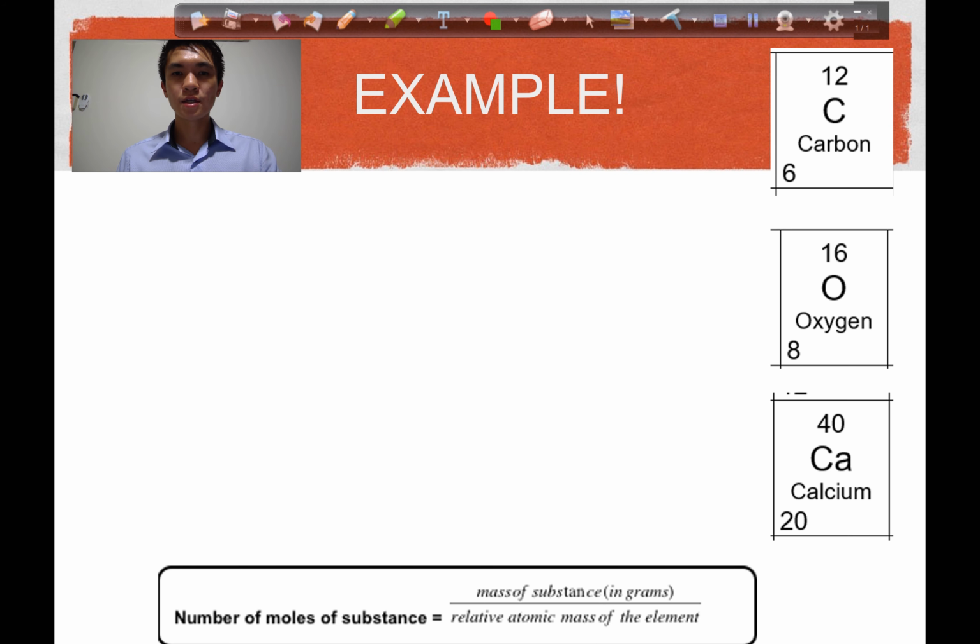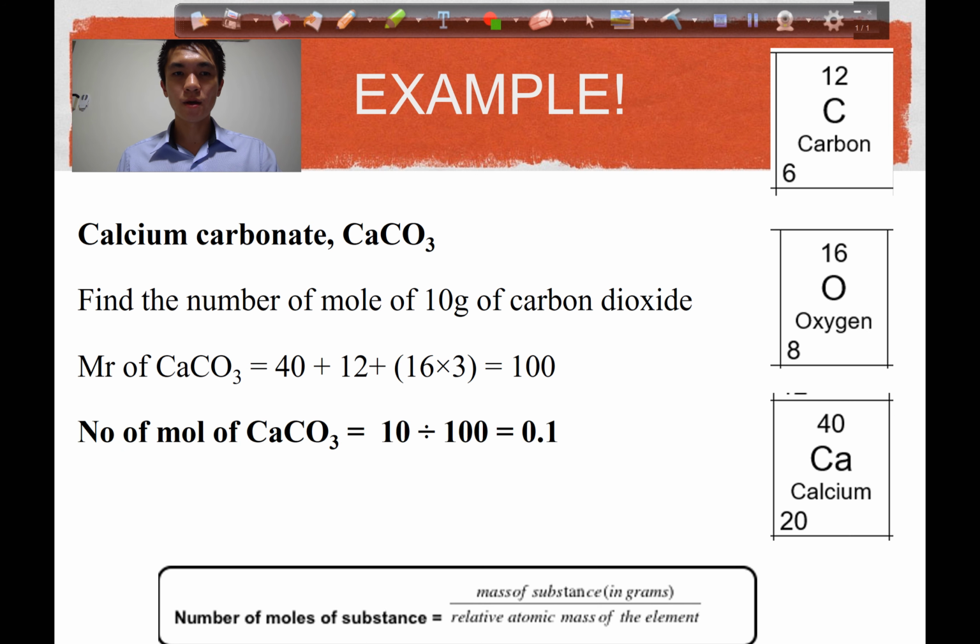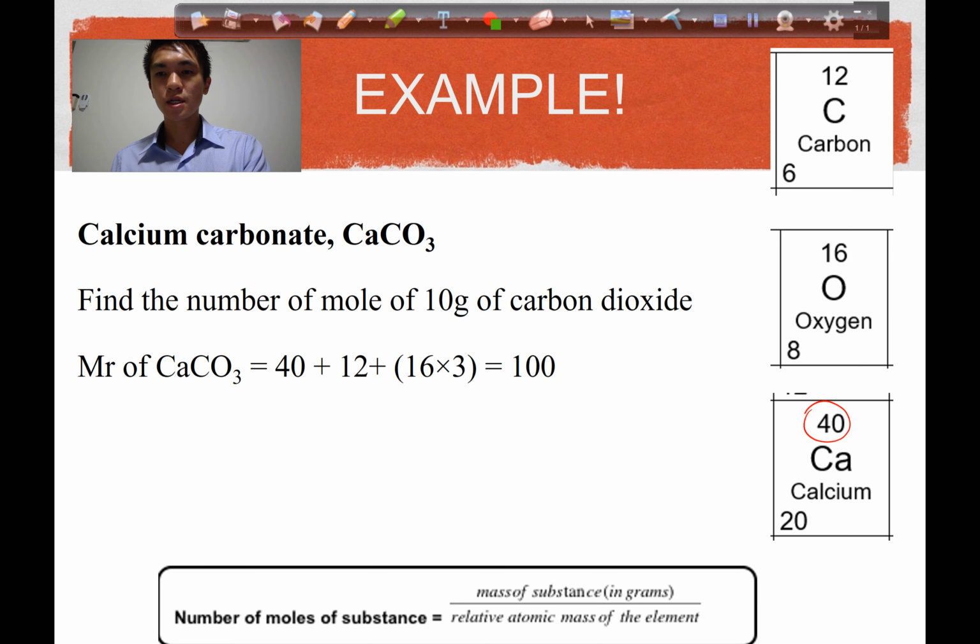Perfect. Say for example I have calcium carbonate, and I know calcium is 40, and carbonate is CO3. So, simple mathematics, I need to find the number of mole for 10 grams of calcium carbonate. Step number 1, I need to find out the relative molecular mass. 1 calcium is 40, so I get 40. Carbon is 12, so 1 carbon. And I've got 16 for oxygen, so 16 times 3. Mental sum, I will get 100.